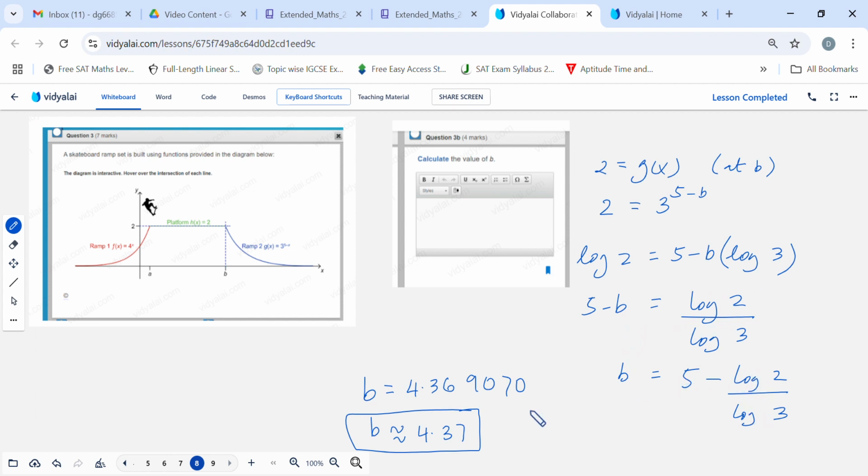Putting this in the calculator and solving, we'll get b is equal to 4.369070. So b is approximately 4.37.